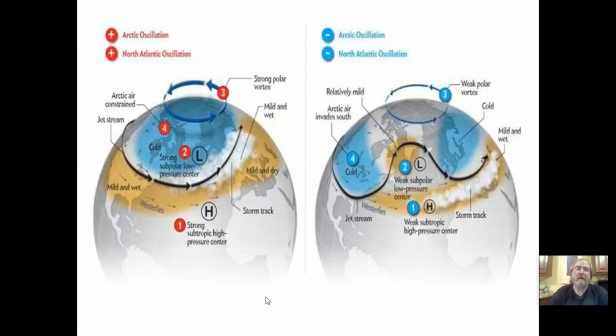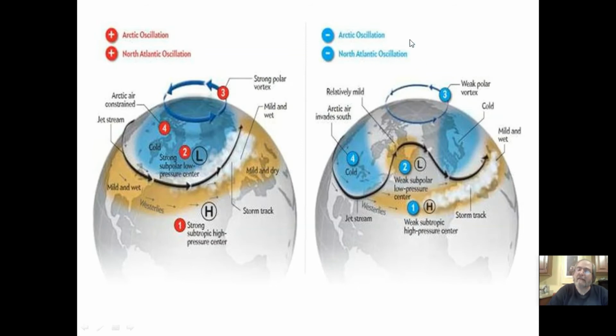To sum up, the AO and the NAO are basically coupled together. When it's in the positive phase, a strong polar vortex means you have a very strong low pressure system containing the Arctic air here. That leads to mild conditions that tend to be wetter for Northern Europe and Scandinavia, mild and wet for most of the US, for example. Very strong Azores High, very strong Icelandic Low. Mild and dry for Southern Europe and the Mediterranean.